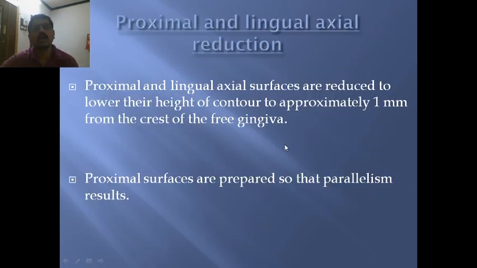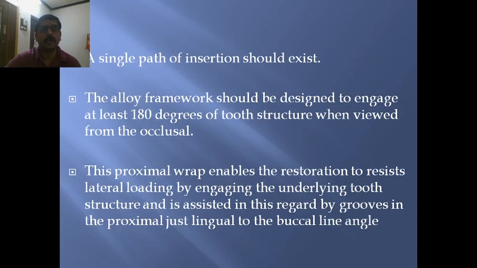Now we will go for proximal and lingual axial reduction. They are reduced to lower the height of contour to approximately 1 millimeter from the free gingival crest. It is prepared so that we have good parallelism. Why? Because we require only a single path of insertion.